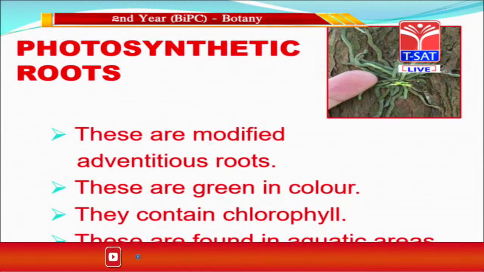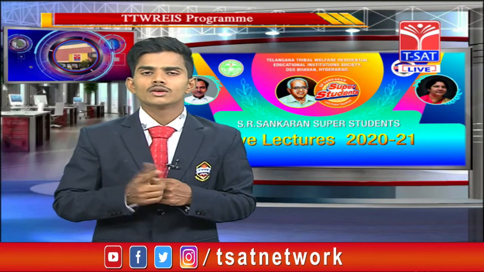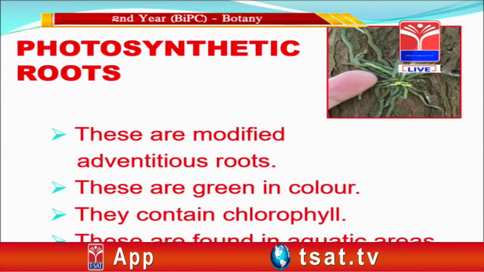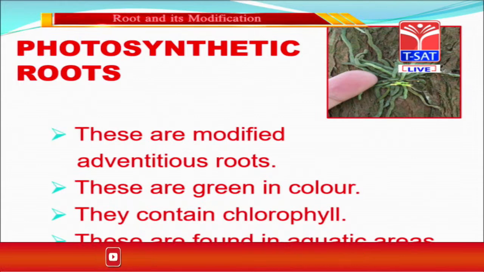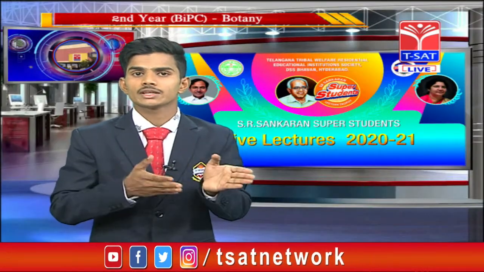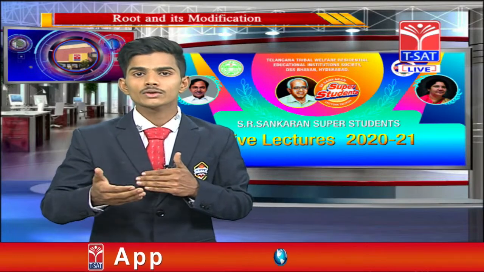Photosynthetic root. Yeah, these are modified adventitious roots, guys. These are the most unique roots. These are green in color. We know that chlorophyll is contained in the leaves of plants and performs photosynthesis, but in a photosynthetic root, the root itself is green, contains chlorophyll and performs photosynthesis. There are no leaves, there is no stem, there is nothing found, only a green root containing chlorophyll.